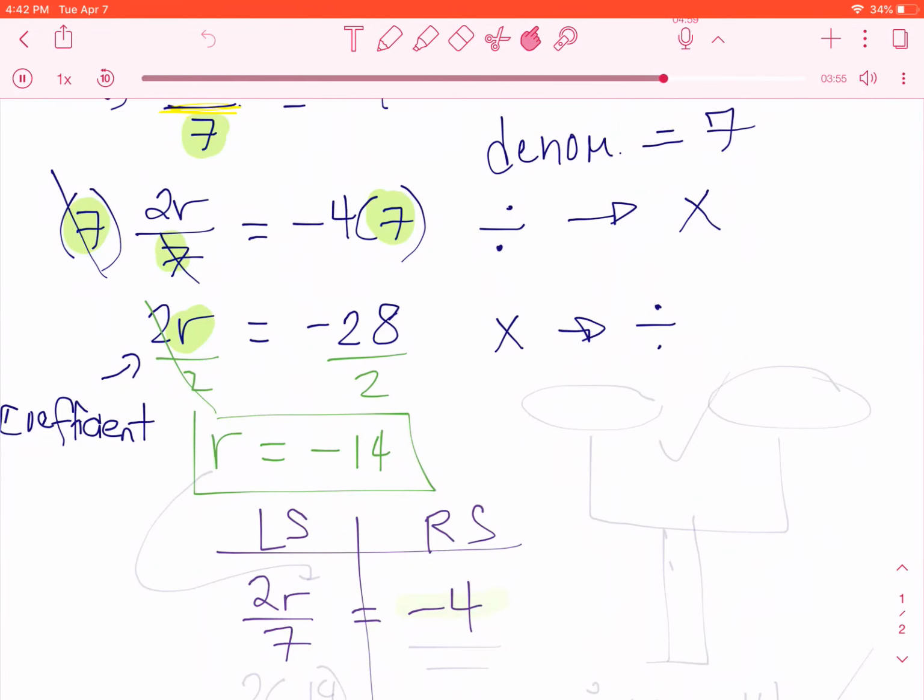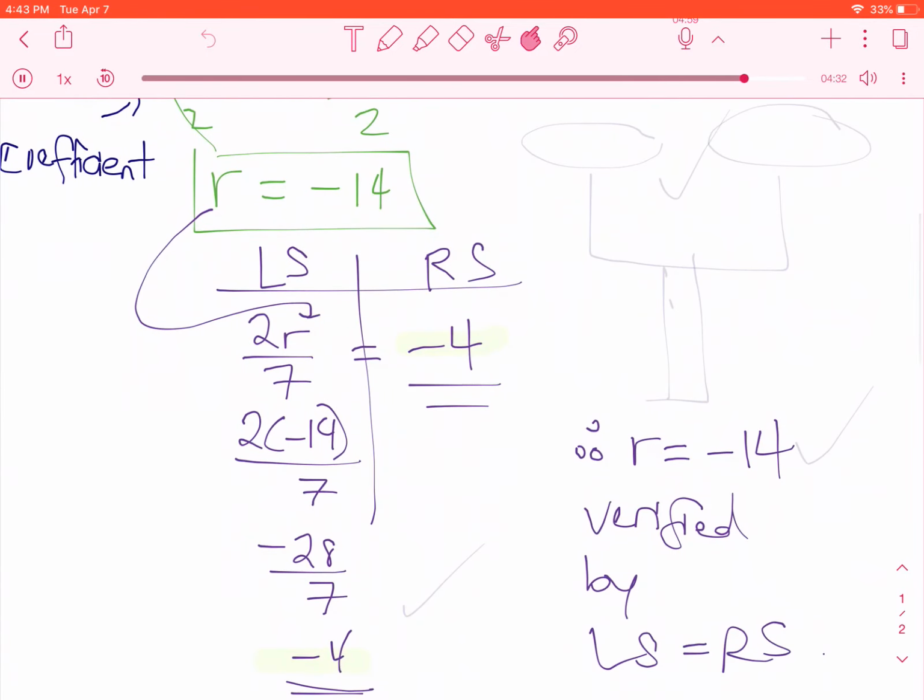With that, I'm going to take my solution of r, which was negative 14, and sub it in. So I'm going to have 2 times negative 14 divided by 7. I know 2 times negative 14 is actually negative 28. Divide that by 7, and I get negative 4. You'll notice what's on the left side is equal to the right side. This verifies that your solution is in fact r is equal to negative 14. So we'll do our therefore statement. Therefore, r is equal to negative 14, verified by left side equals right side.